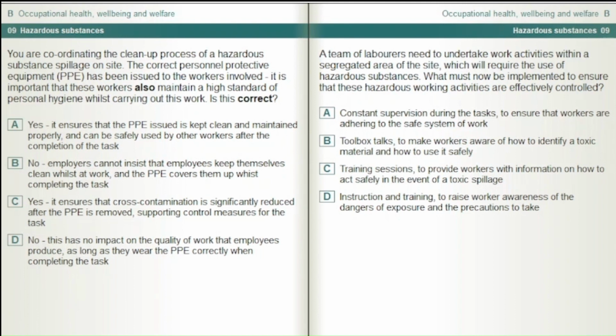No, employers cannot insist that employees keep themselves clean whilst at work and the PPE covers them up whilst completing the task. Yes, it ensures that cross-contamination is significantly reduced after the PPE is removed, supporting control measures for the task. No, this has no impact on the quality of work that employees produce, as long as they wear the PPE correctly when completing the task.